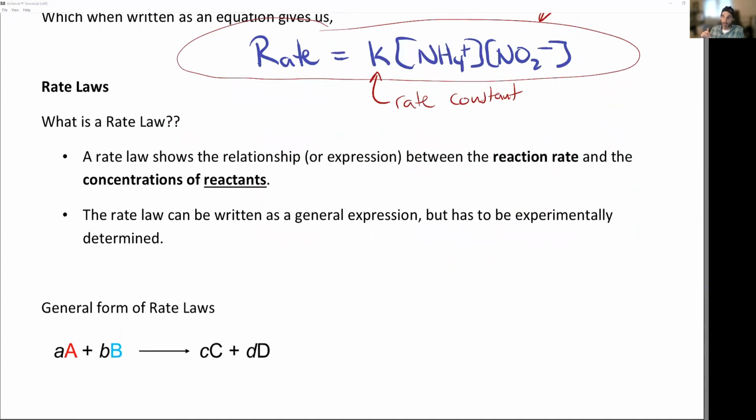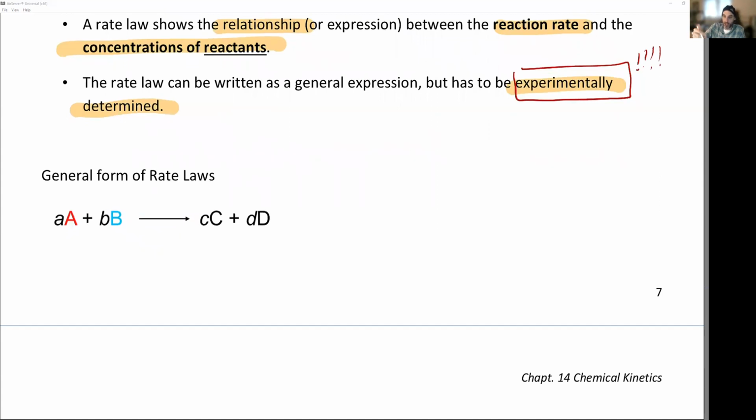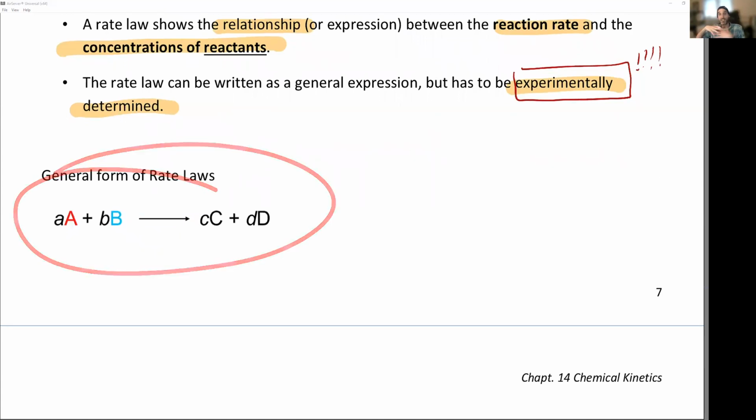A rate law is the relationship between reaction rate and concentration of reactants. So it's going to show that relationship. Again, the most important thing that I can't emphasize enough is that it is experimentally determined and must be experimentally determined. We can't determine a rate law without an experiment. That's it, bar none. So when we look at the general reaction here, I have zero information about the rate law.